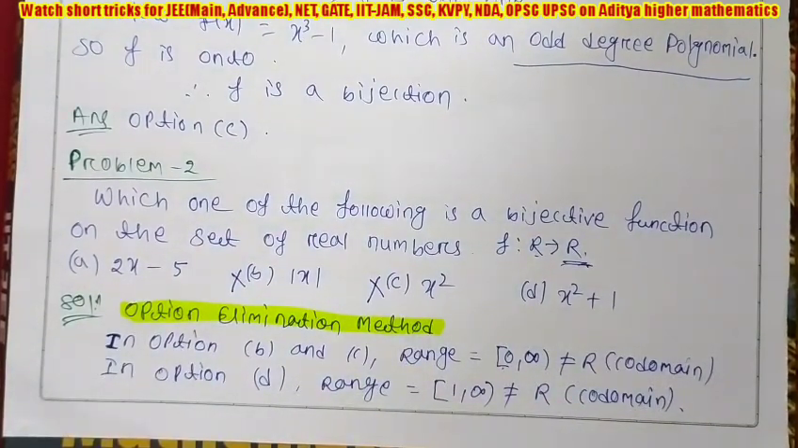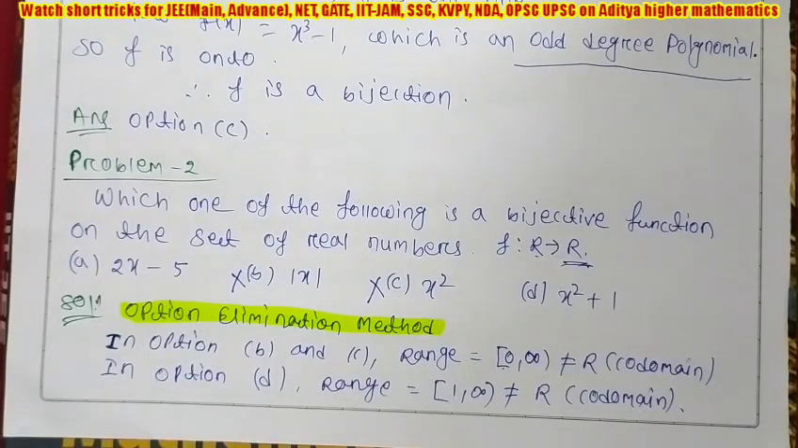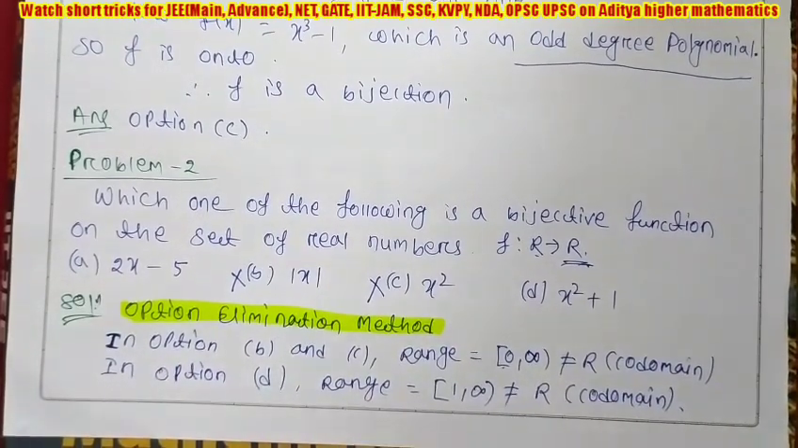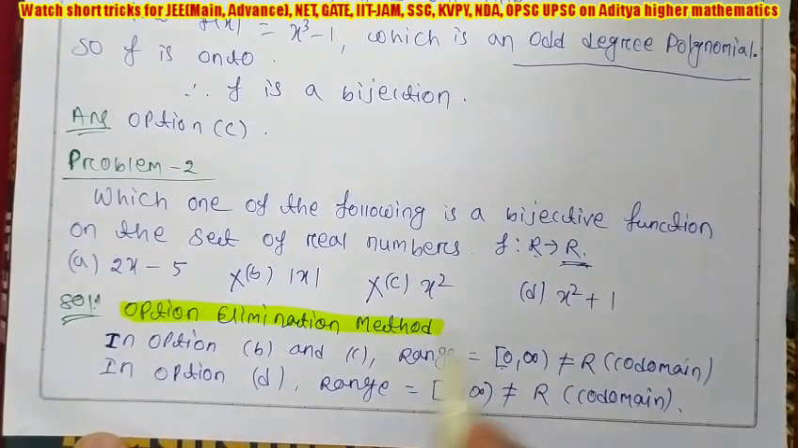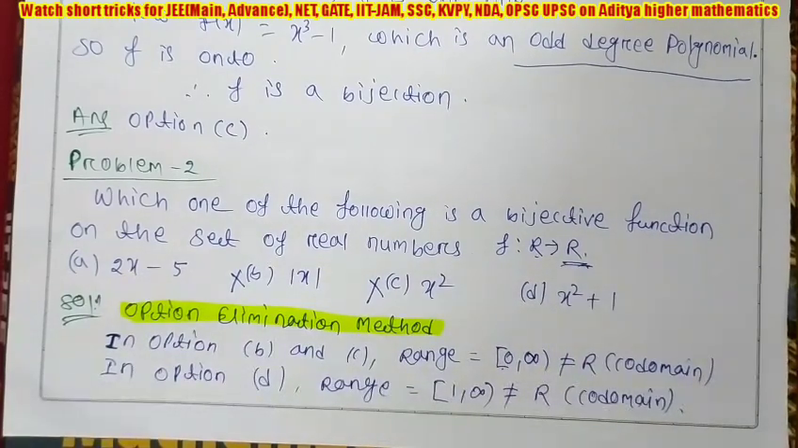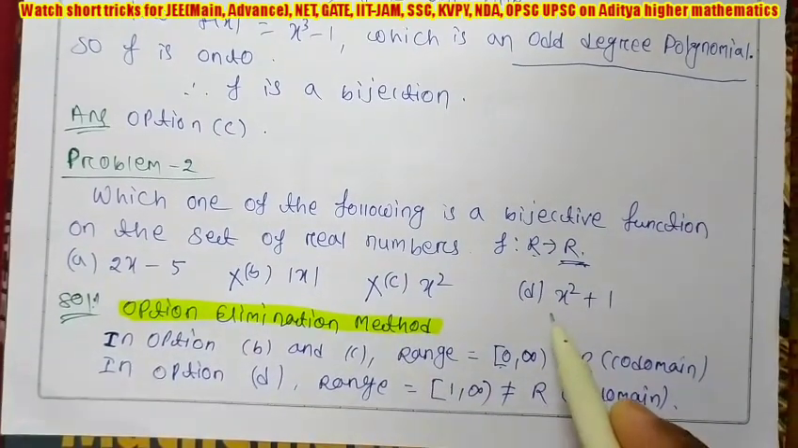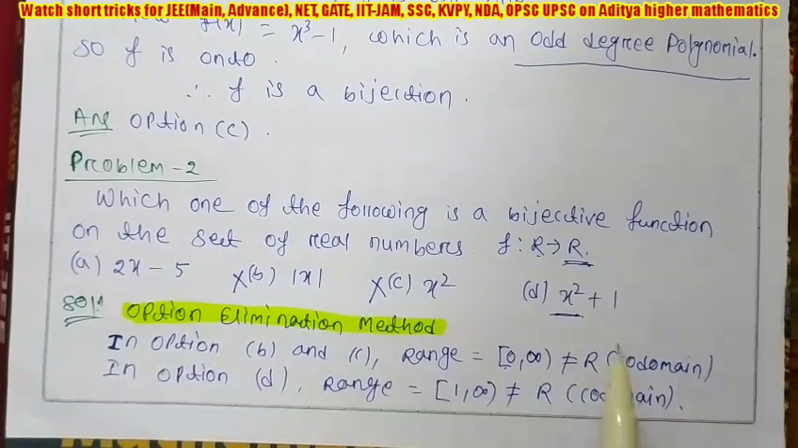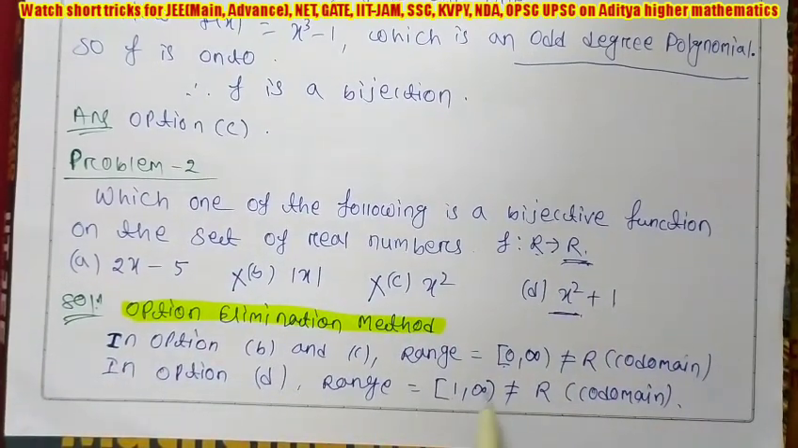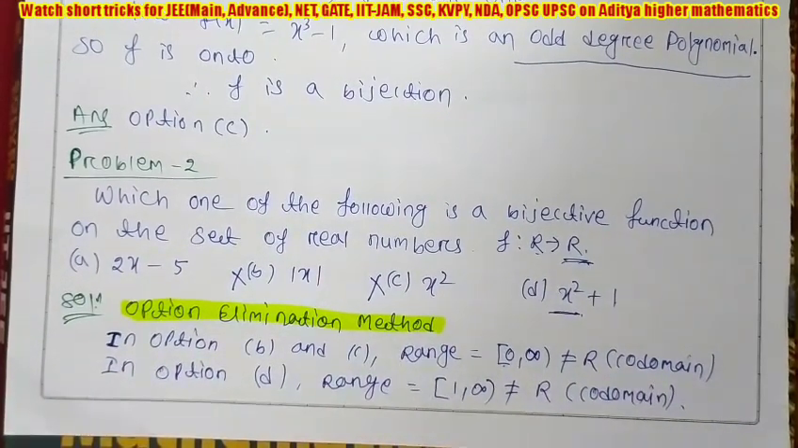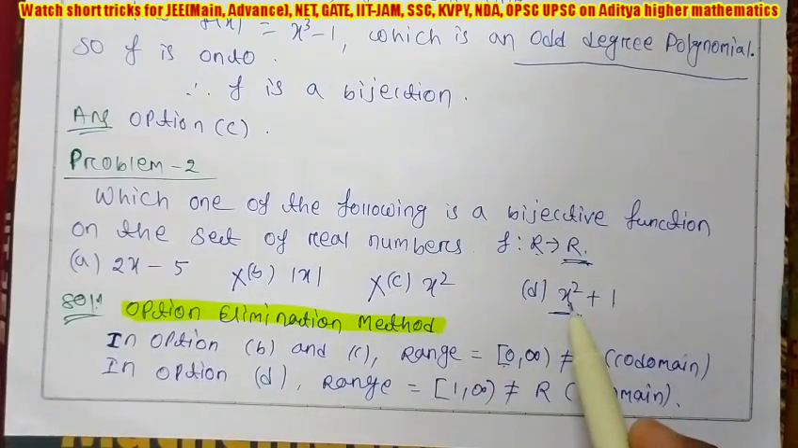And the option elimination method is very easy for such type of questions. When you are choosing something, then easily you can get your answer. Now observe option D. Option D is given x square plus 1. And x square range is 0 to infinite. When we use plus 1, then obviously we will get its range is 1 to infinite. Because range of x square is 0 to infinite.